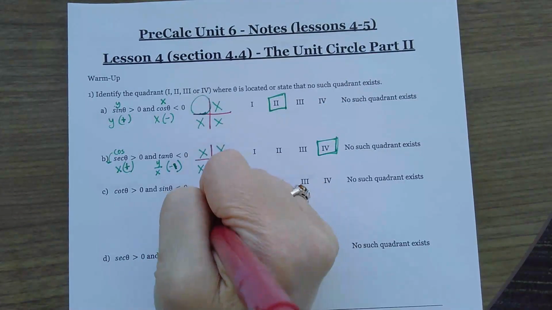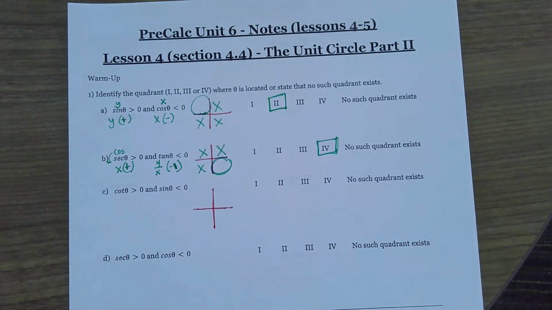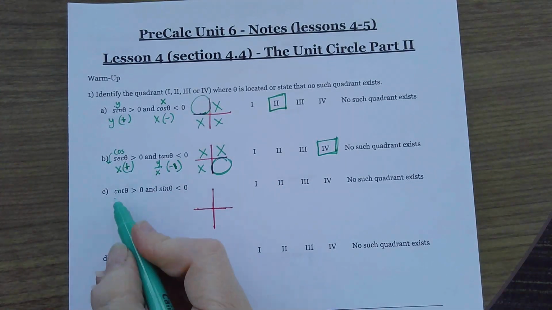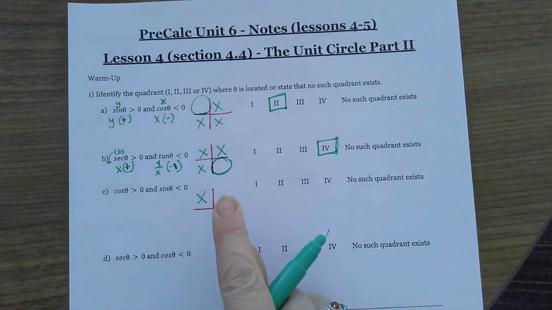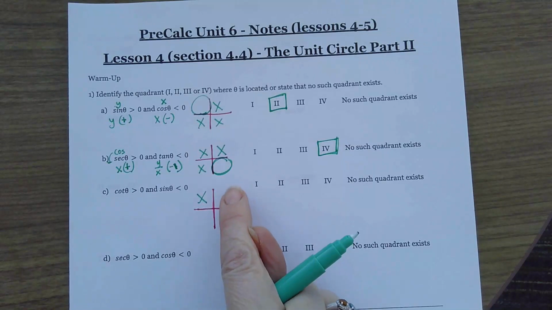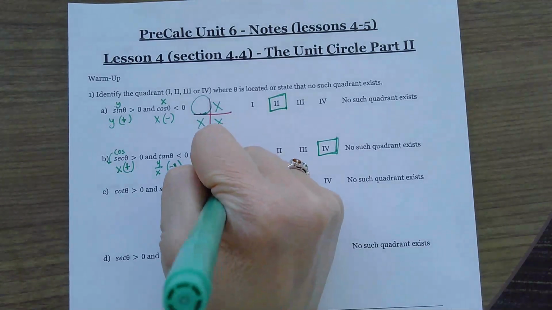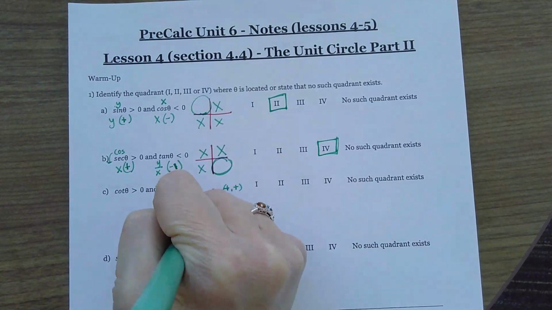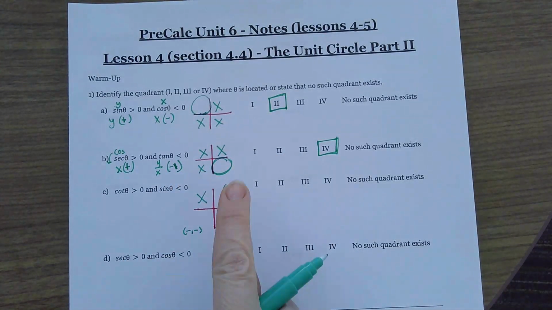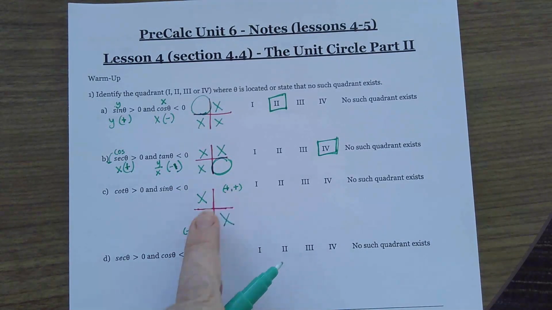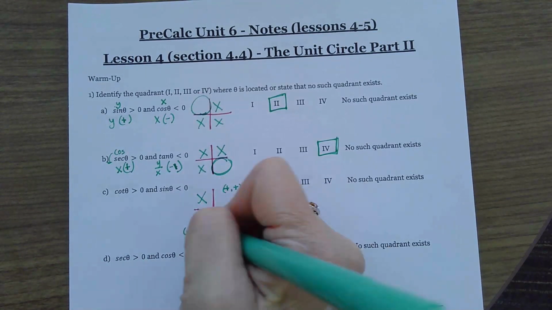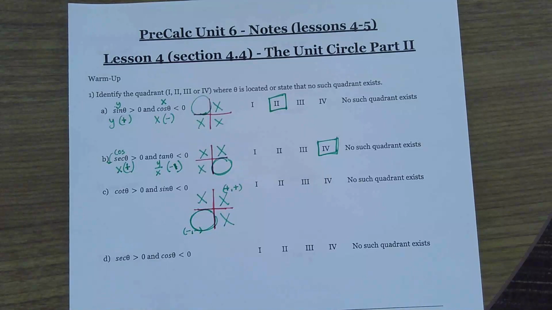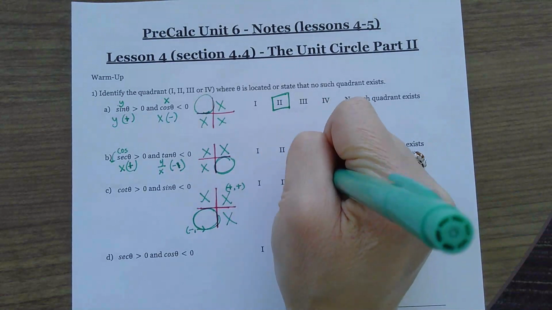The next one, cotangent is positive. Just like secant, its reciprocal function is going to match. So wherever cotangent is positive, tangent will be positive. Tangent is positive in quadrants 1 and 3. That's because if your x values and y values are both positive, or if your x values and y values are both negative, y divided by x would give you a positive answer. However, sine is negative only in this quadrant. Sine would be positive up here. So the only quadrant where both of these are true is quadrant 3.